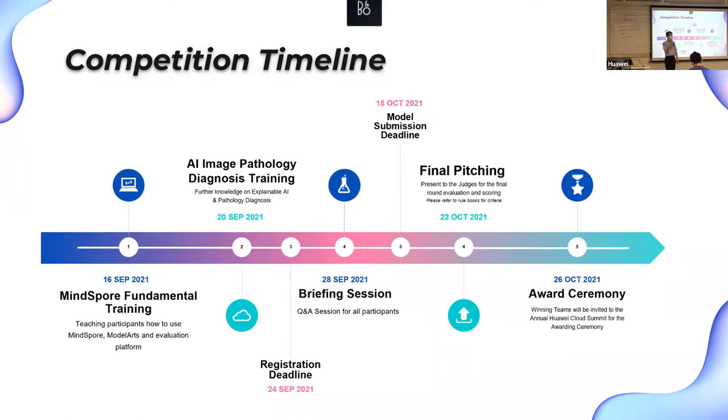For the final presentation, you can have a chance to talk about how you designed your AI model and what you found in the data. And you can have your own business or innovation idea to explain to the experts, to the judges, what you can do with your trained model or what other creative ideas you have for this pathology diagnosis. At the end, you're invited to join the award ceremony on 26th October. So remember all these days, mark them on your calendar and don't miss it.